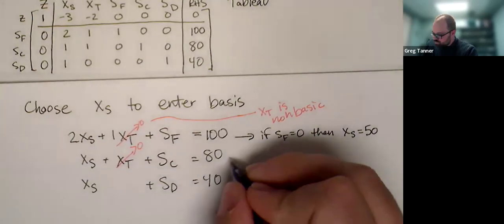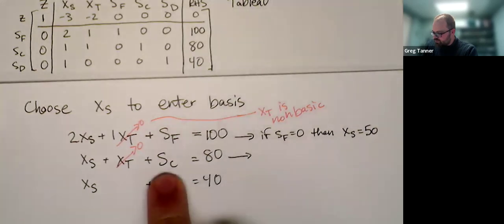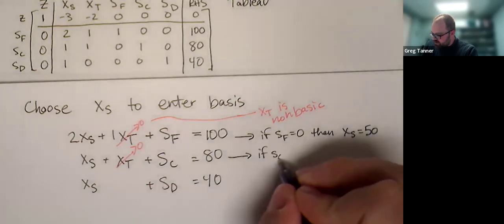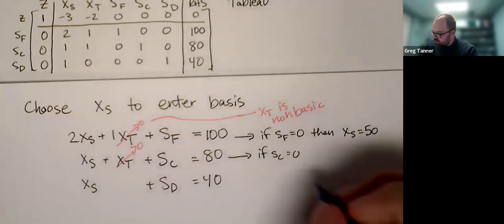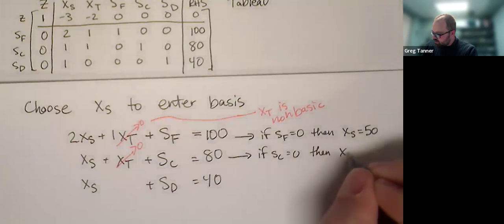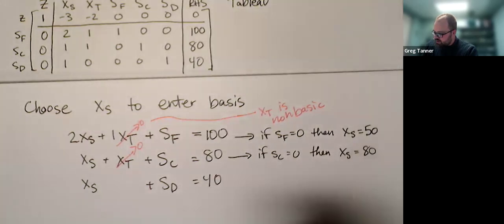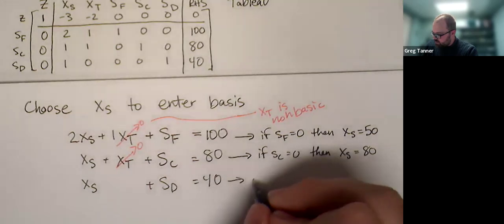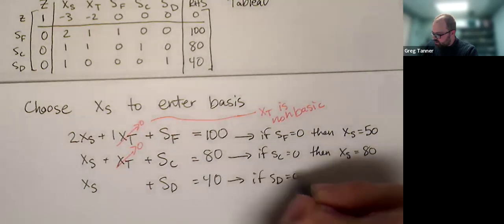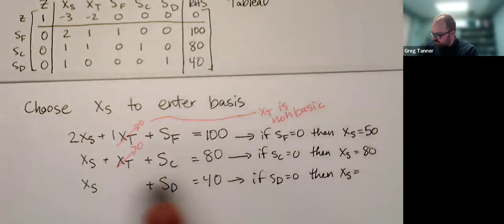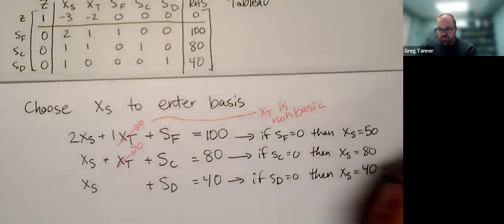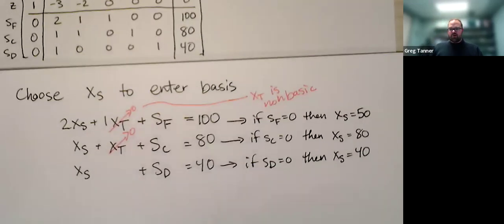Okay. Let's do the same thing here. Let's figure out if sc equals 0. So if I plug in 0 for sc, then xs equals 80. And then finally, if sd equals 0, then xs equals 40. Okay. So I've sort of figured out what value of xs would correspond to each of those slack variables going to 0.